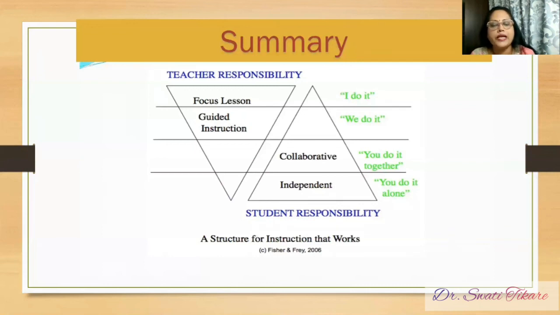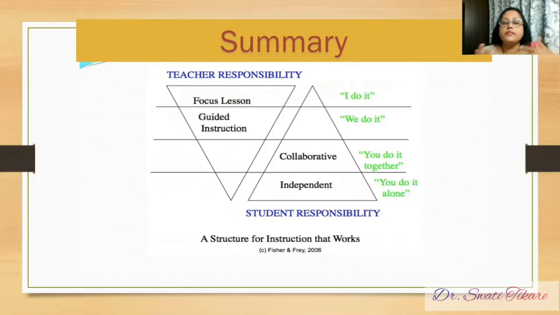So, in summary, I would like to say that this very picture summarizes everything. We have two triangles. The first one is an inverted triangle showing the teacher responsibility. The second one is the student responsibility. As we move from up to downwards, on the left side, teacher responsibility on the base, focused lesson. That is, I do it. I do it means I as a teacher do it. I take an informative lecture, and I ask you to learn. Completely teacher oriented, completely dependent.